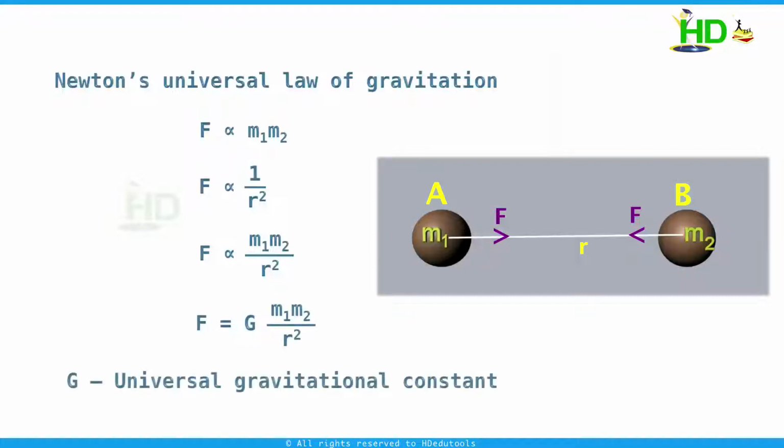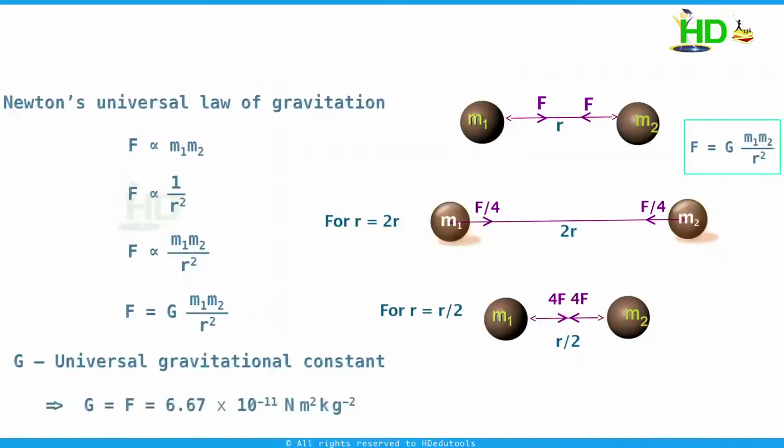This G is called the universal gravitational constant. This is the mathematical form of Newton's law of gravitation. In this formula, the magnitude of force varies inversely with the square of the distance between the two particles. Hence it is called the inverse square law. According to this, the force of gravitation is directly proportional to 1/r², where r is the distance between these two particles. The value of G is 6.67 × 10^-11 newton meter squared per kg squared.